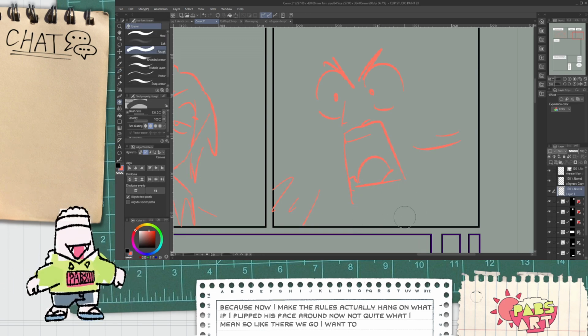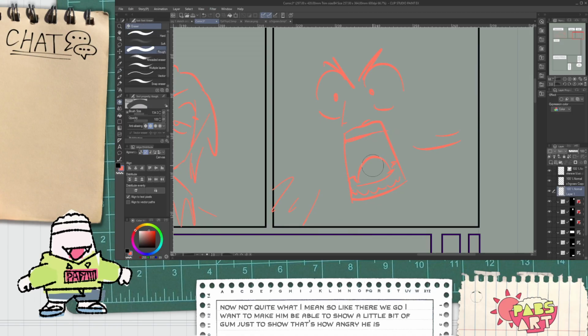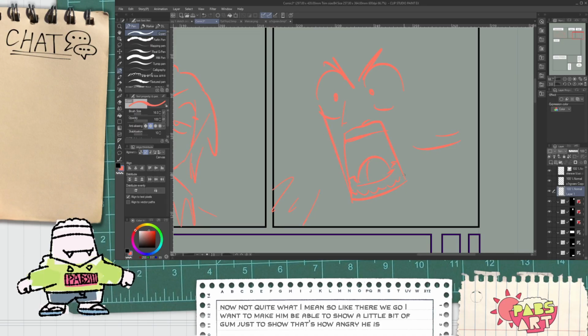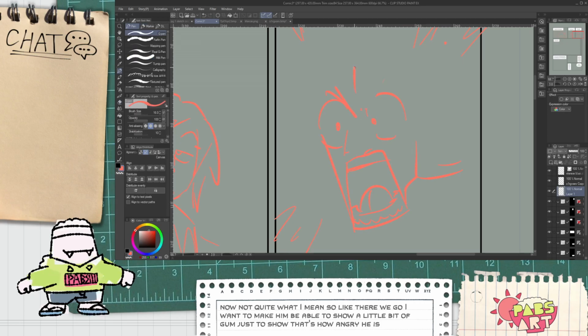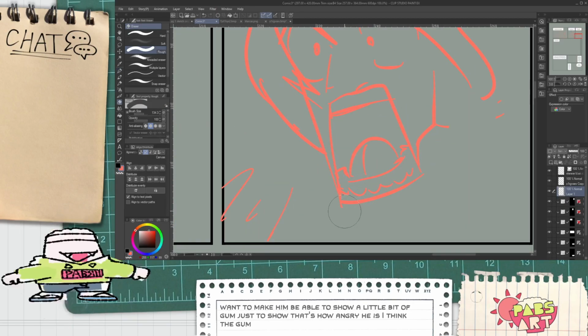I want to make him be able to show a little bit of gum, just to show how angry he is. I think the gums might be a bit much.